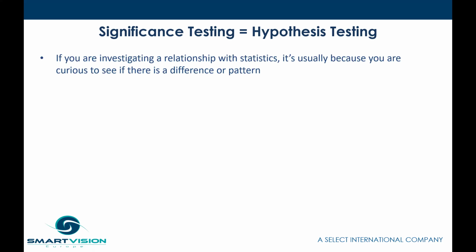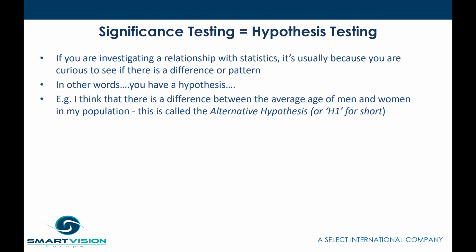If you're investigating whether or not there's a difference between groups, might be 2 groups, might be 3 groups, or whether there's a relationship such as a correlation between 2 factors with statistics, you're doing that because you're curious to see if there's a difference or a pattern. That means that there is at least an implied hypothesis. There's something that you're guessing. Now, you might think that I think there's a difference between the average age of men and women in my population. This is called the alternative hypothesis.